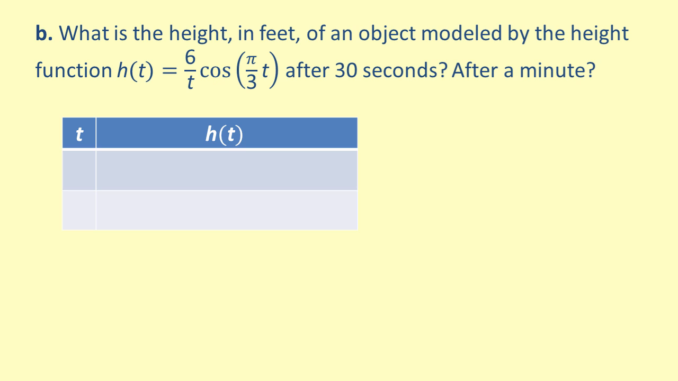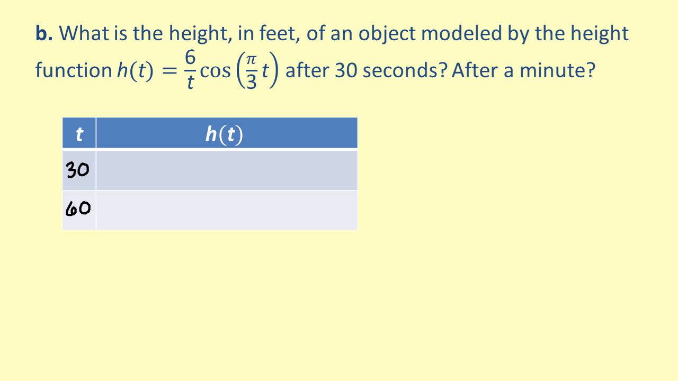Part B. What is the height in feet of an object modeled by the height function h of t equals 6 over t times the cosine of pi over 3t after 30 seconds? After a minute? In essence, this problem is asking us to evaluate the height function for the values of 30 and 60. Units of time in this context are in seconds, so we converted 1 minute to 60 seconds to keep things consistent. First, let's evaluate the function when t is 30.